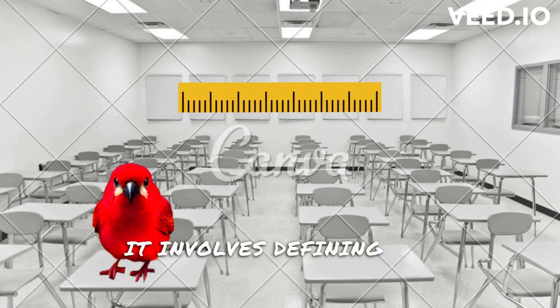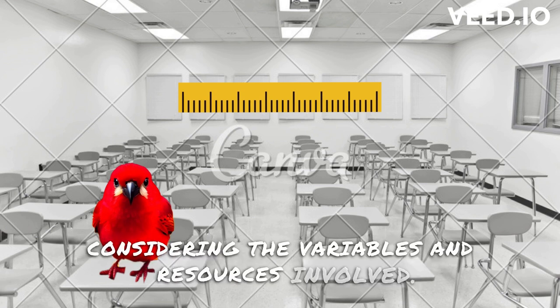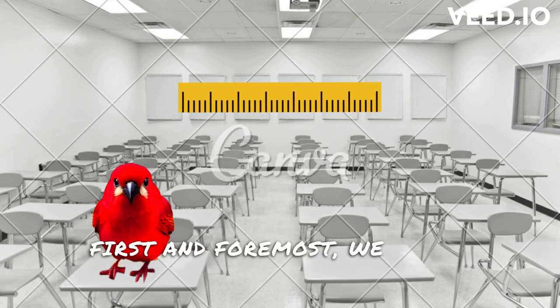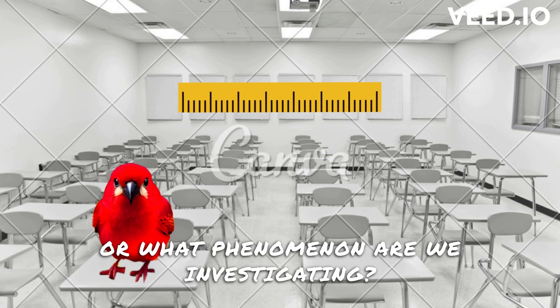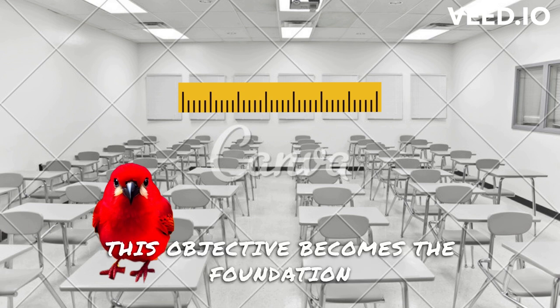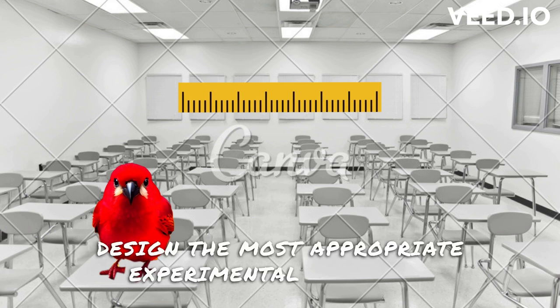It involves defining our objectives, outlining the steps we need to take, and considering the variables and resources involved. First and foremost, we need a clear objective. What question are we seeking to answer, or what phenomenon are we investigating? This objective becomes the foundation for our entire investigation. It guides our thinking and helps us design the most appropriate experimental approach.